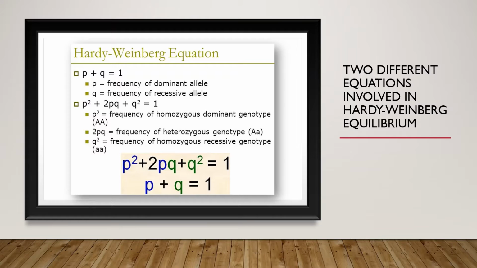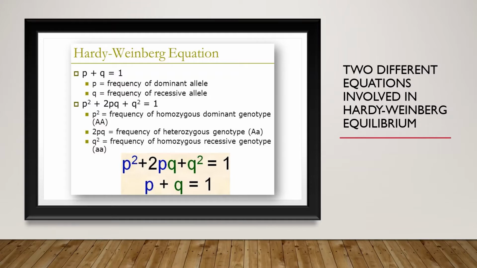Alright, so there are two different equations involved in Hardy-Weinberg equilibrium. The first is p + q = 1. p is the frequency of the dominant allele and q is the frequency of the recessive allele. The second equation isn't talking about frequency of alleles, it's talking about frequencies of individuals. So p² + 2pq + q² = 1, or 100% of the population.